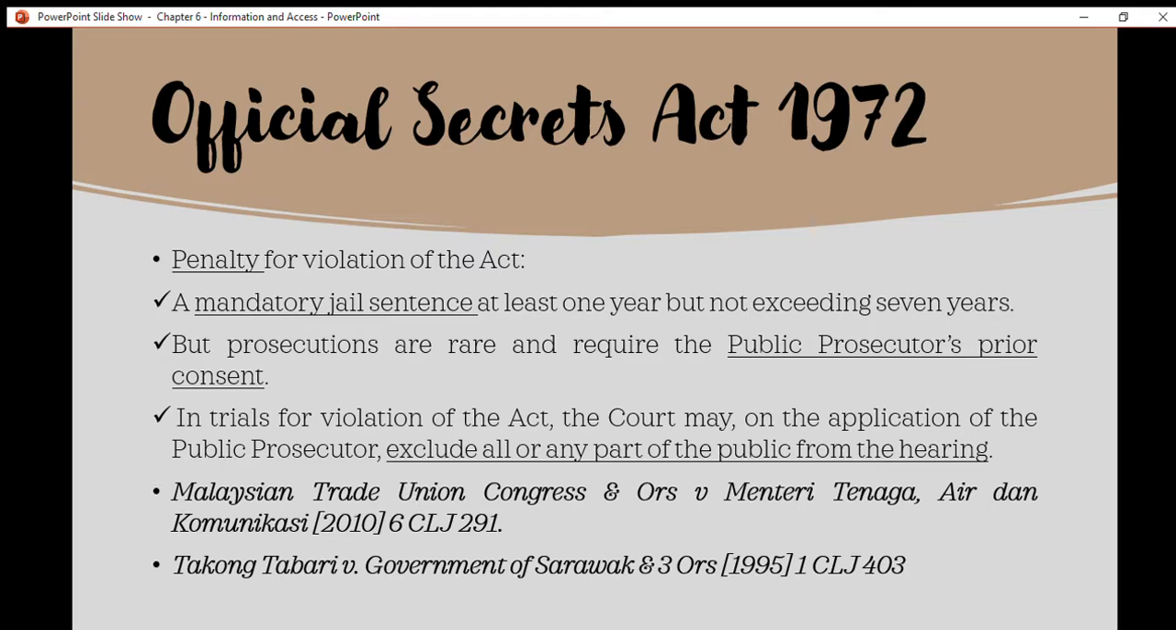And then the main goal of the act, according to Richard Malanjum, is to protect classified documents or information which by such disclosure would be detrimental to the national security or public interest. So if the document will give a threat to public disorder, public interest, or national security, then these documents cannot be revealed to the public.